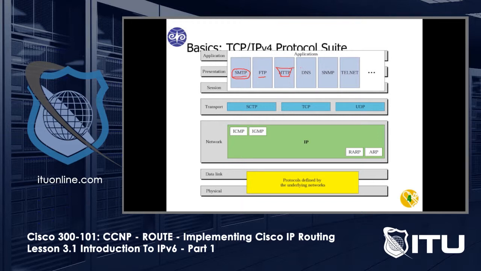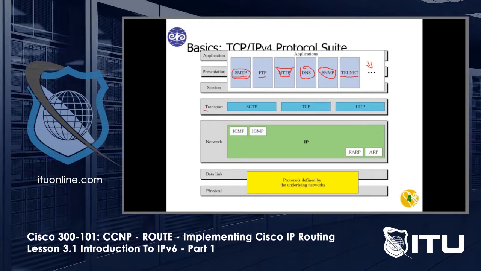Your domain name system would be sitting here, for example. SNMP, the Simple Network Management Protocol, for the purposes of network management. Telnet would be sitting here. DHCP would be sitting here, for example, in one of these things. So all of that is sitting at the top 3 layers.